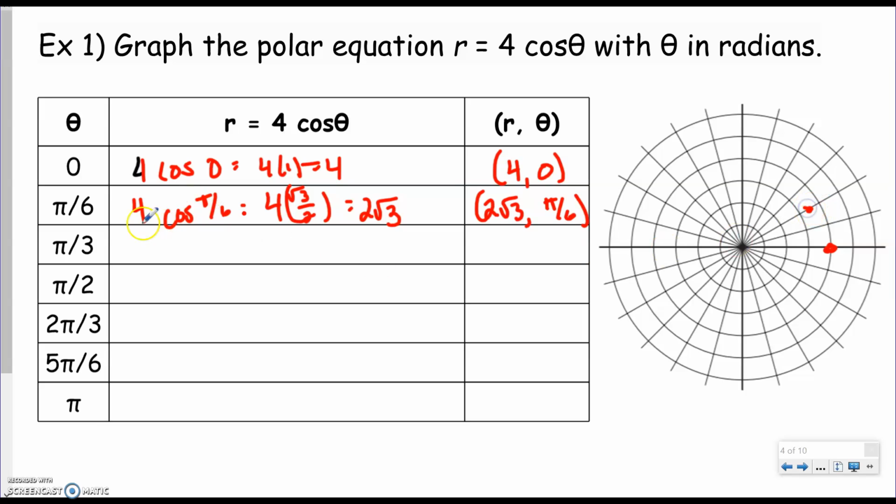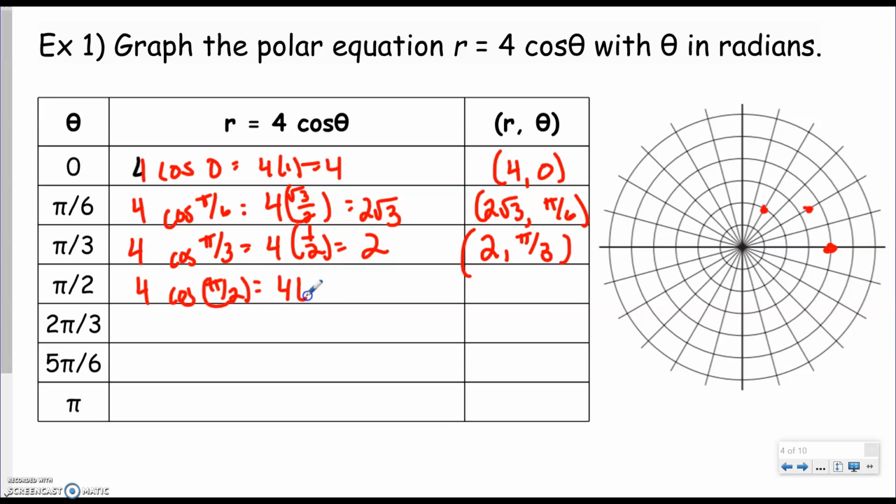Now we're going to do the next one. 4 cosine of pi over 3 equals 4 times 1/2, which gives us 2. So we have 2, pi over 3. So at pi over 3, we're going to go up to 2. 1, 2. At pi over 2, our cosine value is 0. So we have 4 times 0, which is 0. So we have 0, pi over 2. So that puts my point right back here.